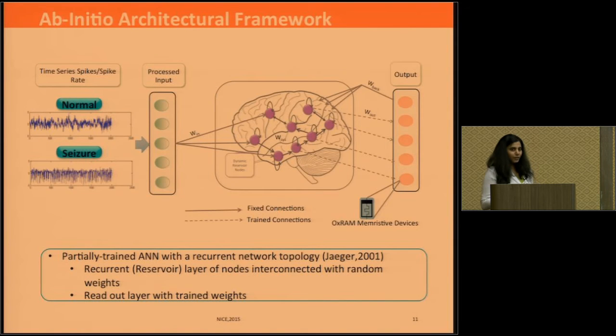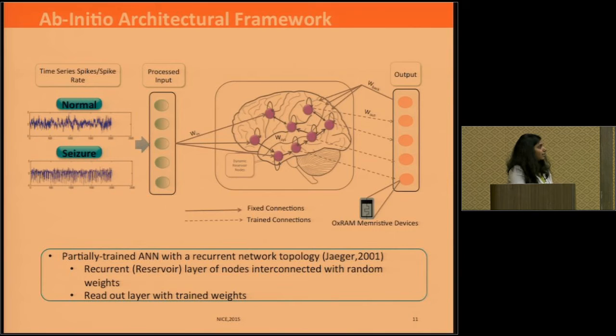So for our initial framework, we used the topology that perhaps most of you are familiar with from the computational side: the reservoir framework from Jaeger's group, where we have a time series, spike or spike rate, as input. Here in this case it's a normal signal versus a seizure signal and a processed input, and here is the reservoir, which is just nodes with random weights, and then an output layer which could be a simple linear regression layer.